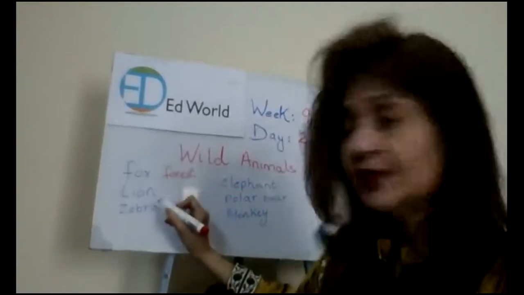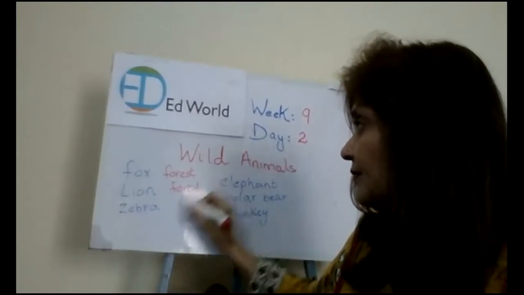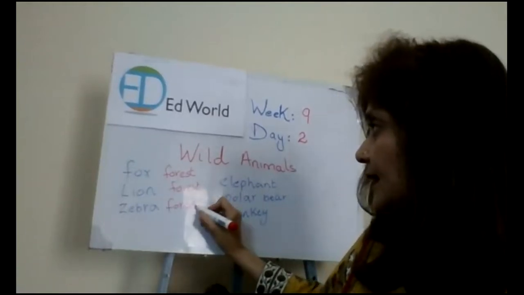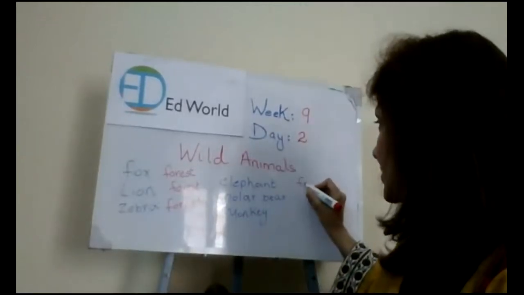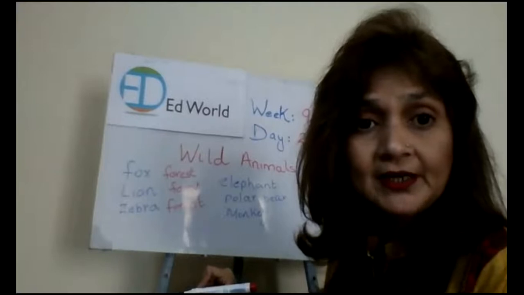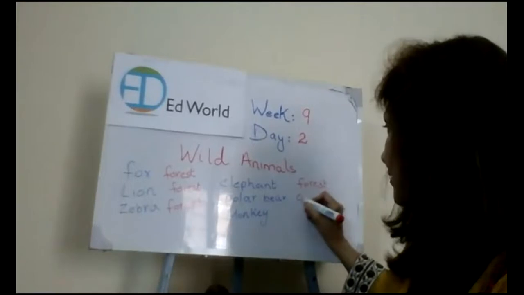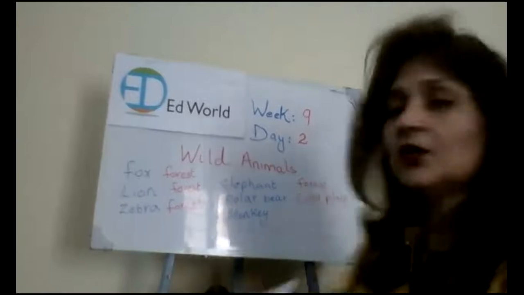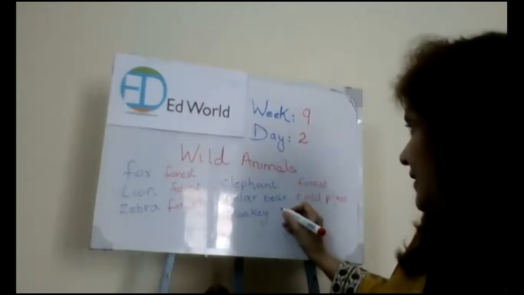And where does a lion live? Again, it lives in a forest. And where does a zebra live? It also lives in a forest. So forest is their habitat. What about an elephant? Elephant lives in a forest, in a jungle. What about a polar bear? Does a polar bear live in a forest? No. It lives in a cold place. Okay. What about a monkey? Monkey lives on trees, right?